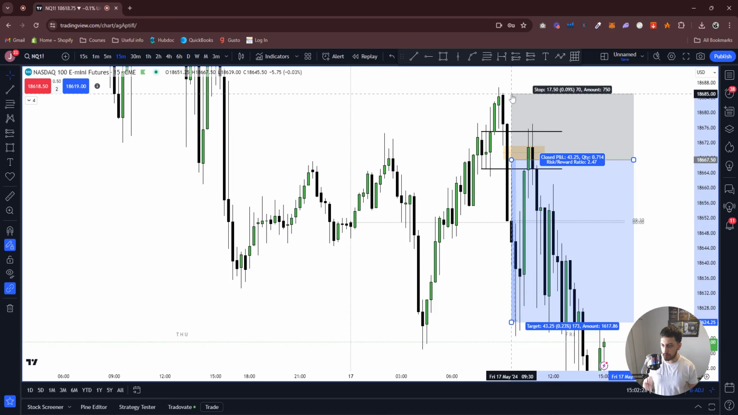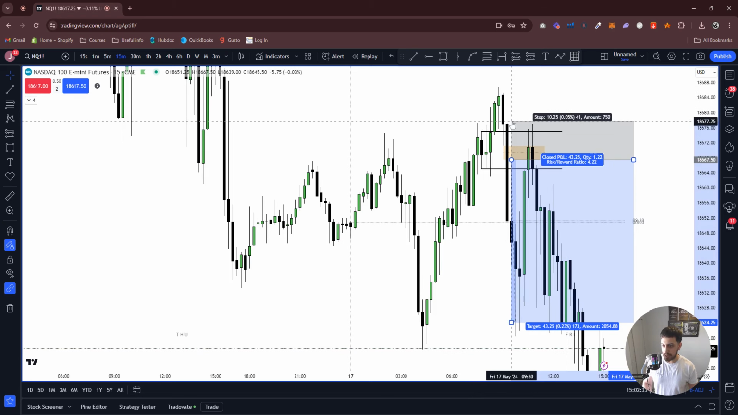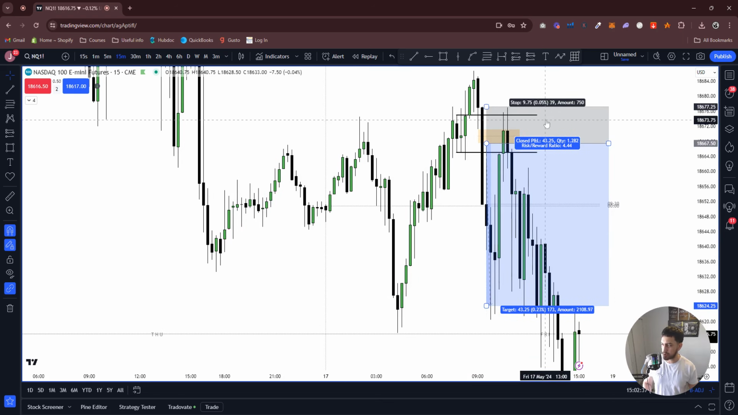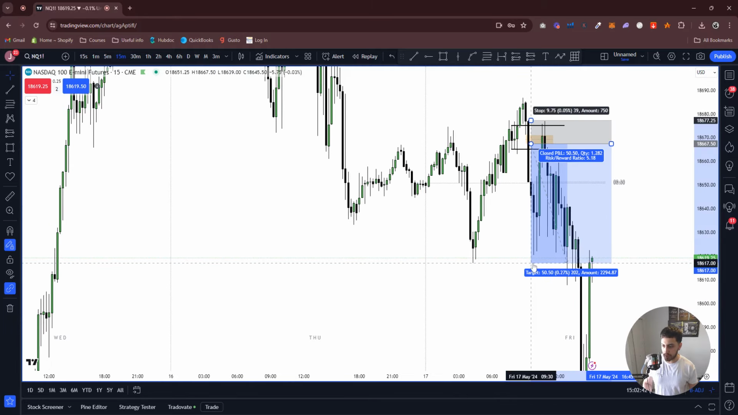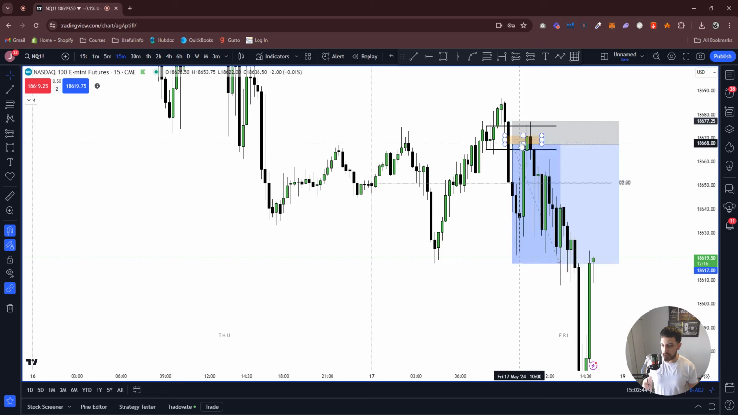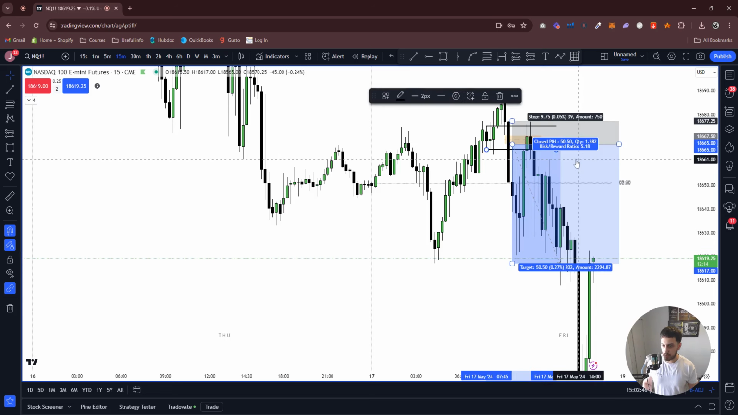Sometimes if you want even more wiggle room, you'll go to the next candle and put it above this high as well. But I usually like keeping my stops pretty tight like this, about almost a 10-point stop, 9.75 points, and then you just target your drawn liquidity, right? What did price look like?